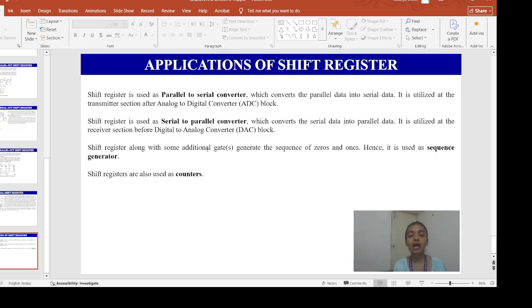A shift register along with some additional gates generates a sequence of zeros and ones. Hence it is used as a sequence generator. It is also used as counters to count the clock pulses, which we will see in the next part.